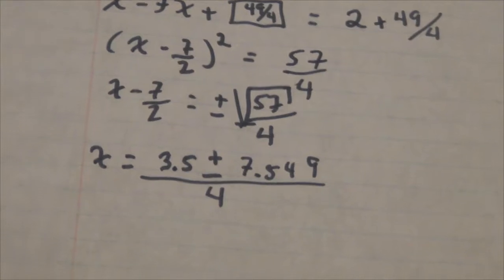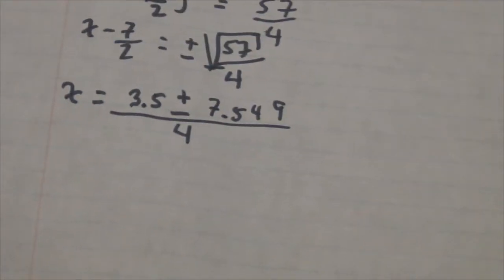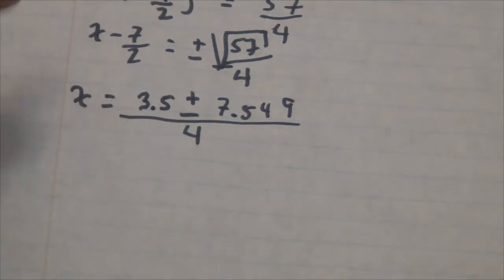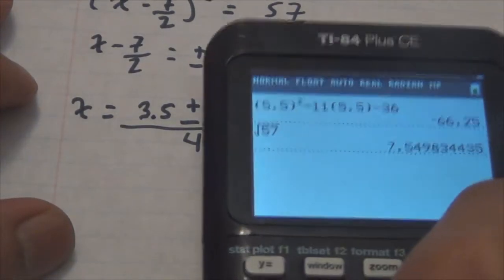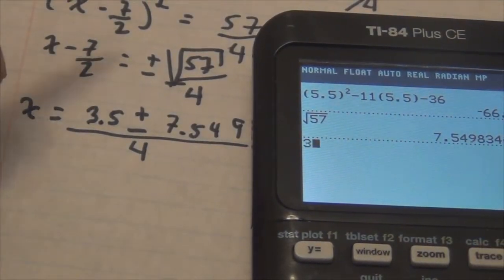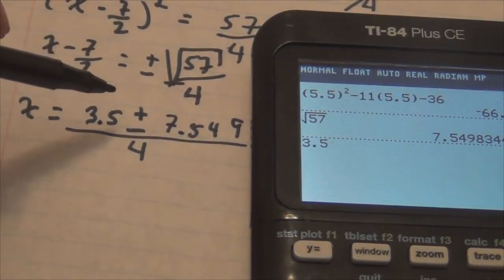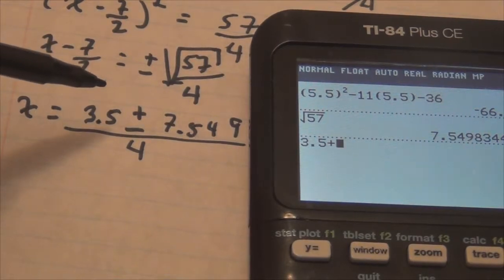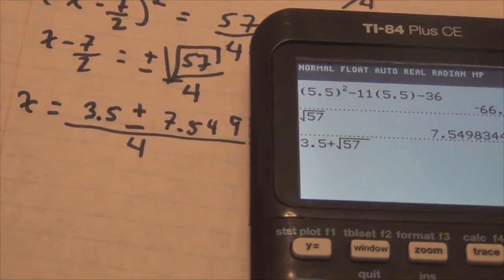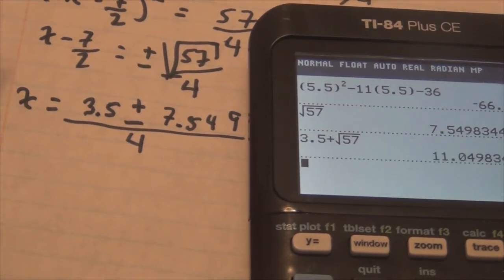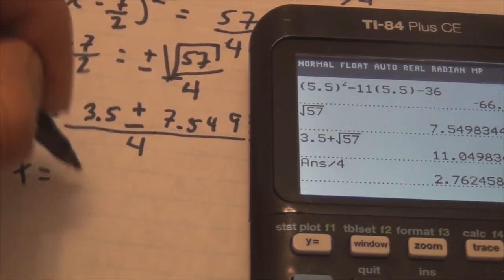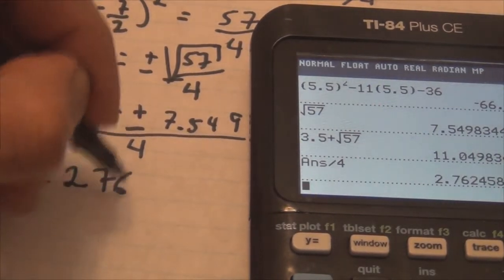So what's gonna happen? I'm not gonna do any more. What's gonna happen is that you're going to find 3.5. Yeah, I'll do it for you, but just to the part where I get the answers. So 3.5 plus the square root of 57, divided by 4, is that. So x equals 2.76.